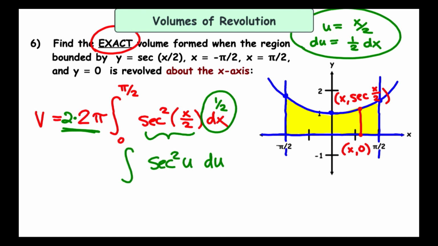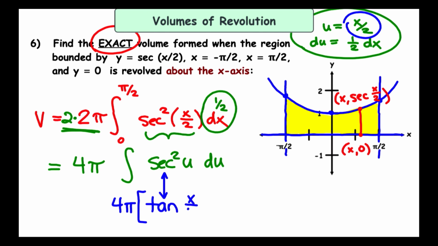Remember, I don't write the limits of integration because the 0 and the pi over 2 were x limits, not u limits, so they're going to stay off just for now. Oh my gosh, you guys, secant squared of u? You know what that is? When you integrate, that's tangent of u. Remember, the derivative of tangent is secant squared, we're just going the other way. So we have 4 pi times tangent of u, but I'm going to put the u back in. Remember, it's x over 2. And now I can put my limits of integration back on. And we can get ourselves an answer.